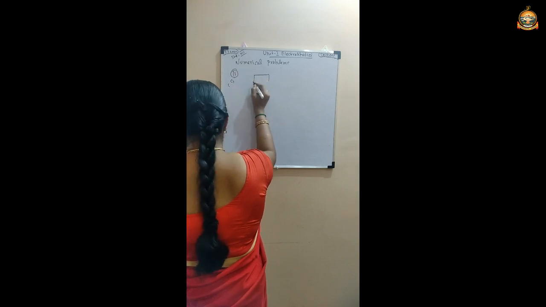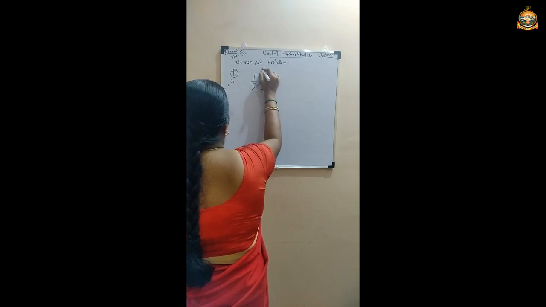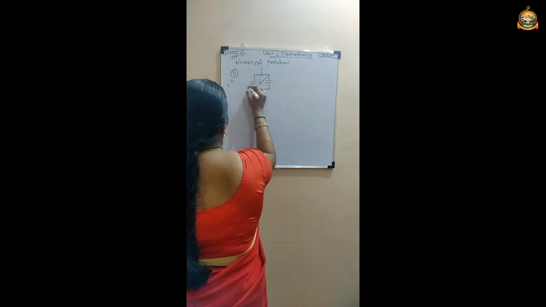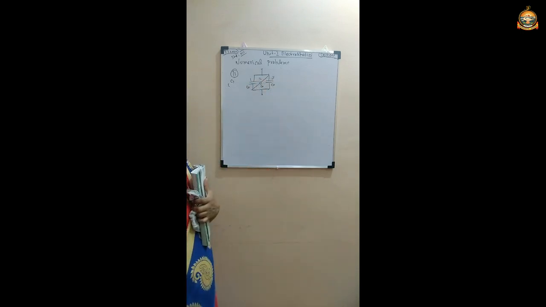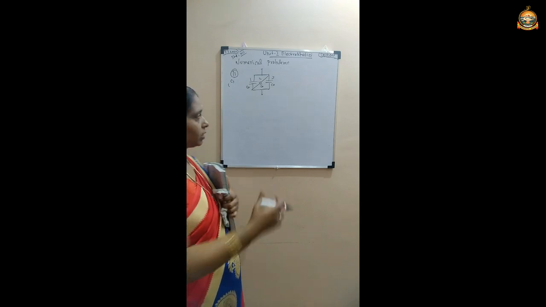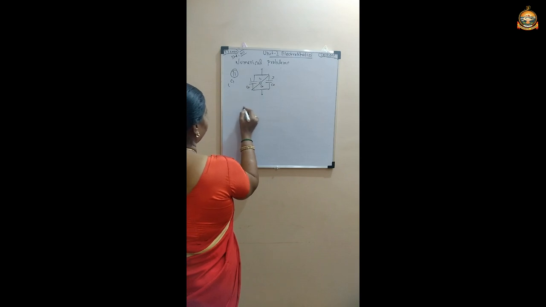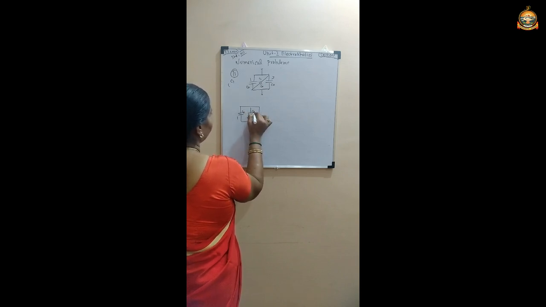C1. Three capacitances are given here. Now we have to find out the effective capacitance of these combinations. See, now these can be arranged like this. This is 1, 2, 3.